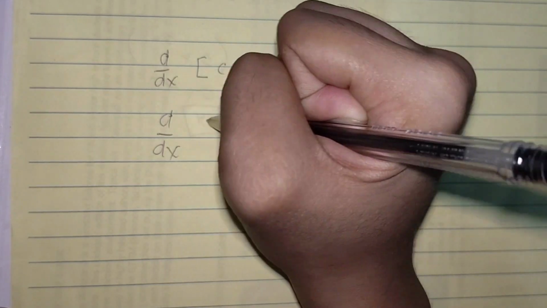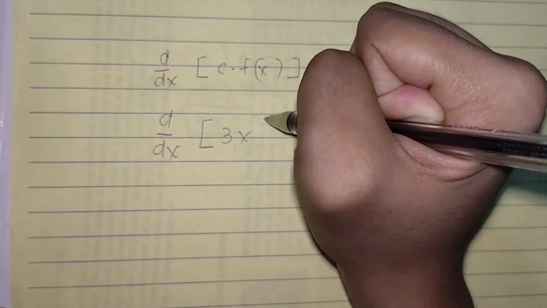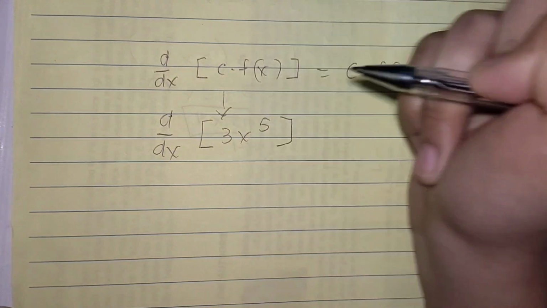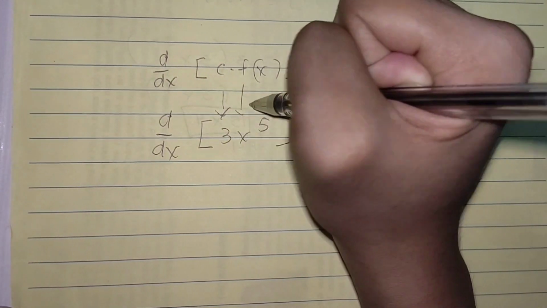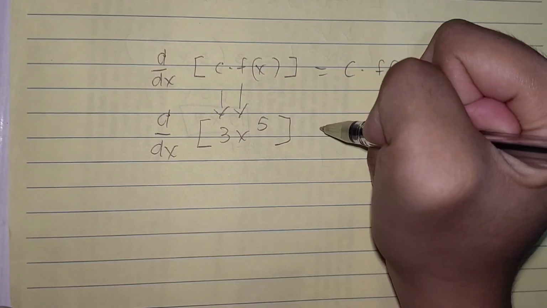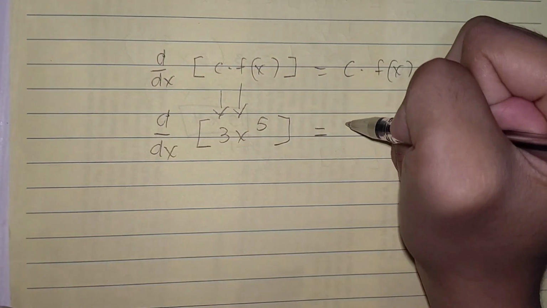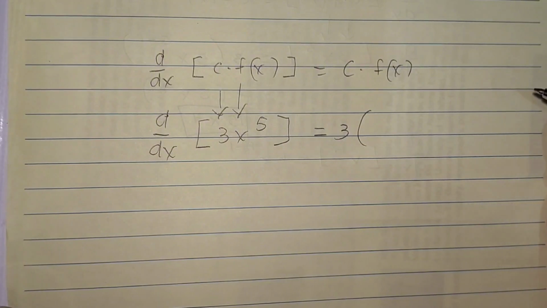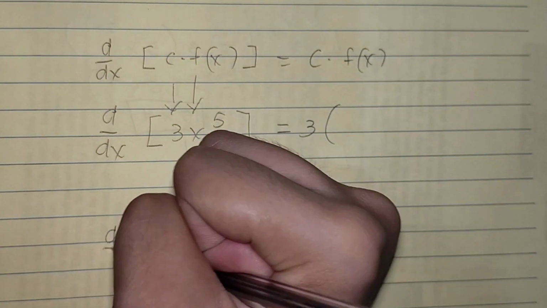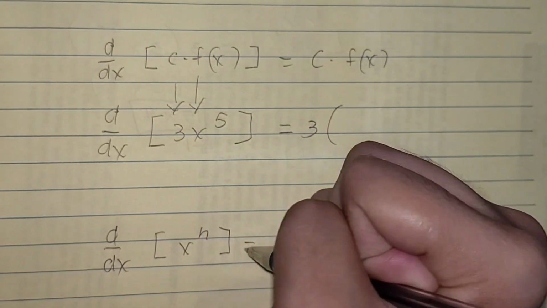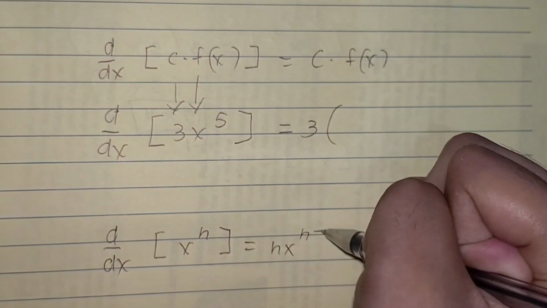So let me give an example. Let's say we want to differentiate 3 times x to the 5th power. Now, the constant is 3 and the function of x is x to the 5th. Now, you can differentiate x to the 5th using the power rule. So, let's rewrite the constant 3 and let's take the derivative of x to the 5th power. If you recall, the derivative of a variable raised to a constant like x to the 5th is n times x raised to the n minus 1.